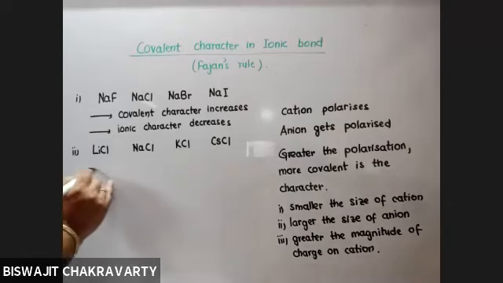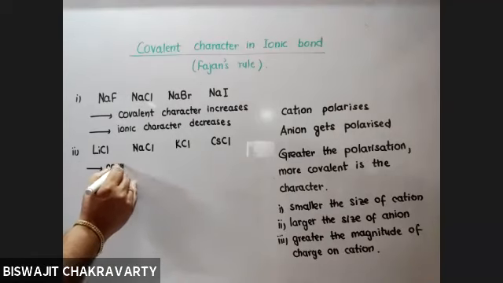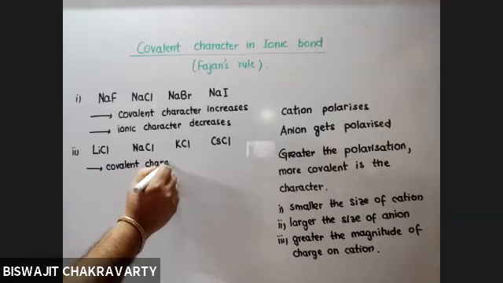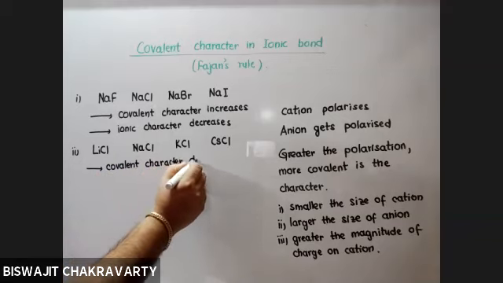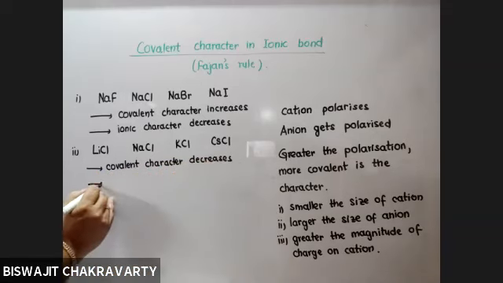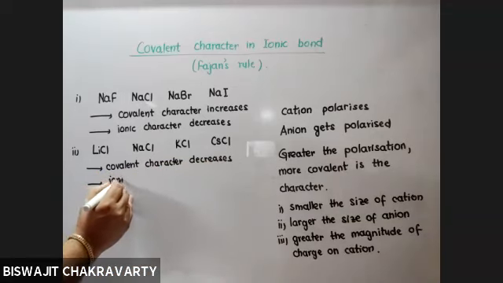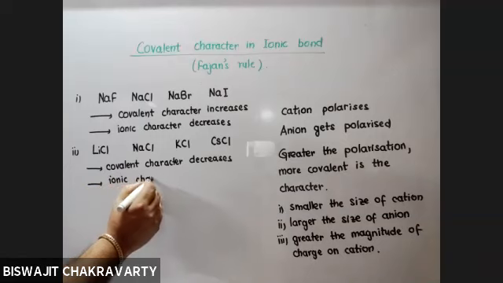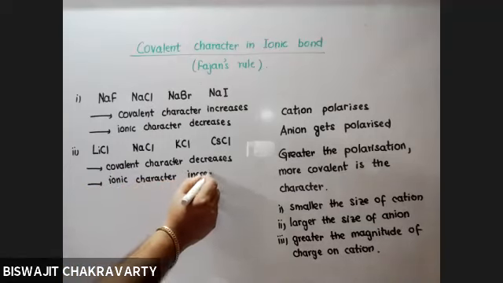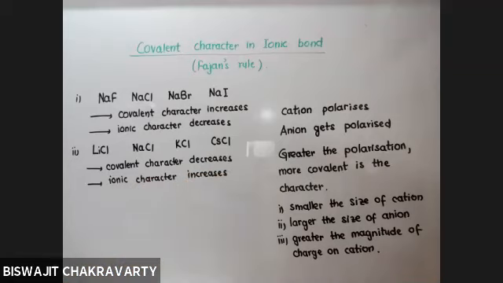So what should I write here? Covalent character decreases, and ionic character increases. So who is most ionic out of all of them? CsCl. Cesium chloride. Clear? Yes, sir.